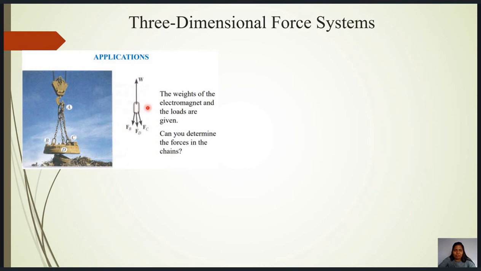So the free body diagram will look like this. These forces in the chain are FB, FD, FC, and the electromagnet weight is acting in the upward direction. So the weight of the electromagnet and the loads are given, and we can determine the forces in the chain. So this is nothing but the concurrent force system in space.